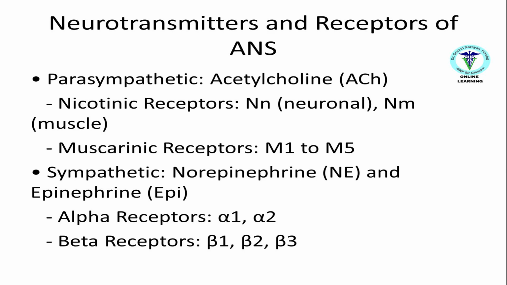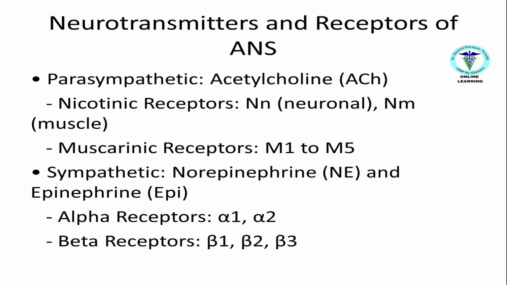The autonomic nervous system communicates with target organs using specific neurotransmitters and receptors. In the parasympathetic system, the primary neurotransmitter is acetylcholine, ACh. Acetylcholine acts on two types of receptors: nicotinic receptors and muscarinic receptors. Nicotinic receptors are further divided into NN, neuronal, found on postganglionic neurons, and NM, muscle, found at the neuromuscular junction.